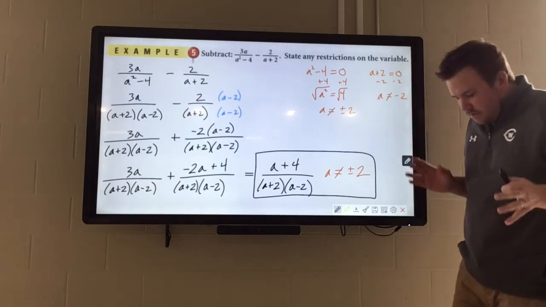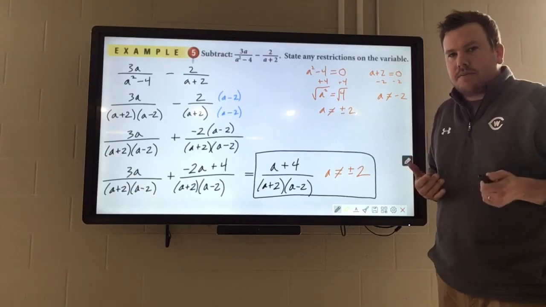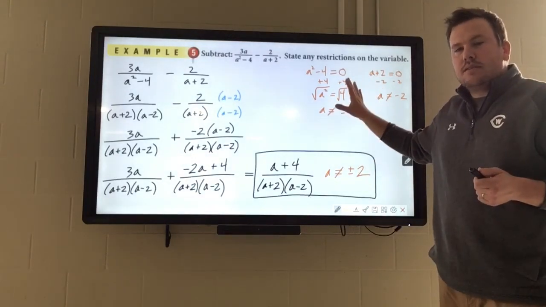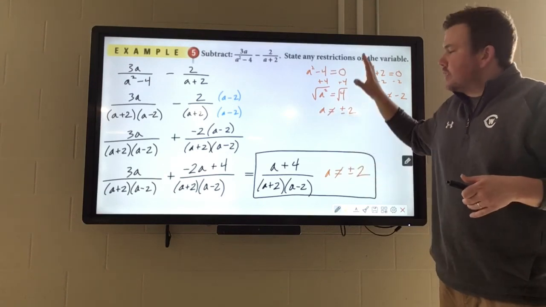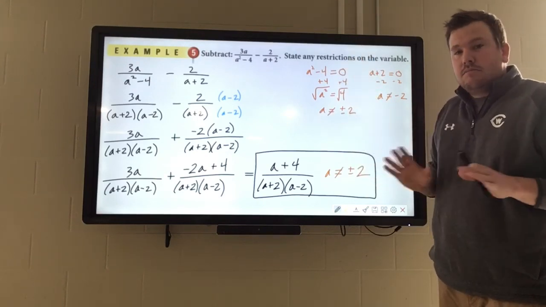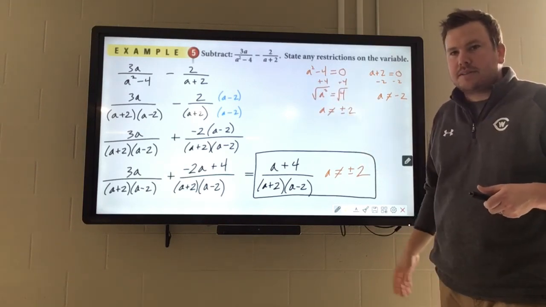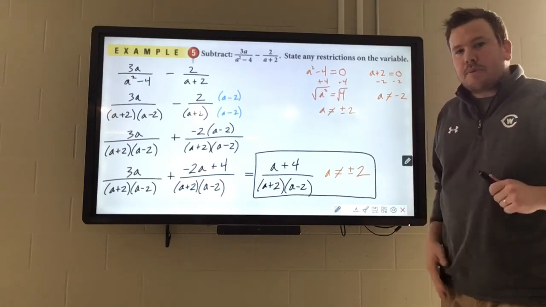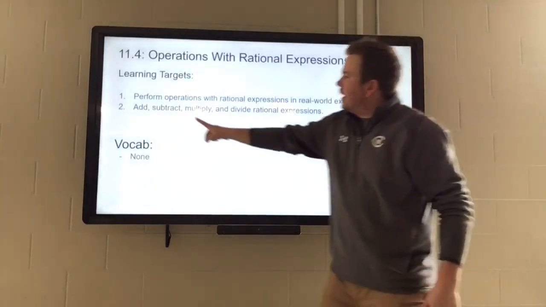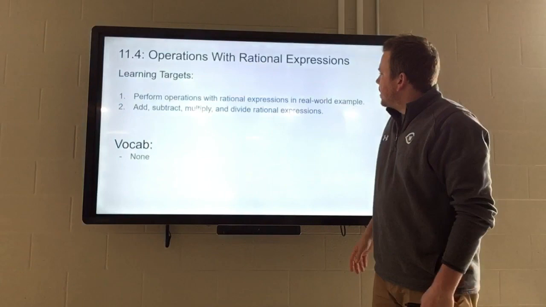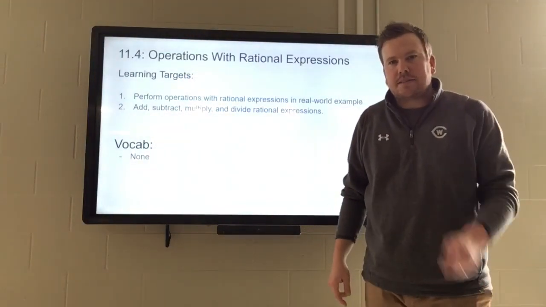So, you need to remember your rules for adding basic fractions, because the rules for doing these are the same. It's just a little more complicated when we start to throw variables in the mix. So that's operations with rational expressions. We learned how to add, subtract, multiply, and divide rational expressions. These are tough. They take practice. Do your homework.